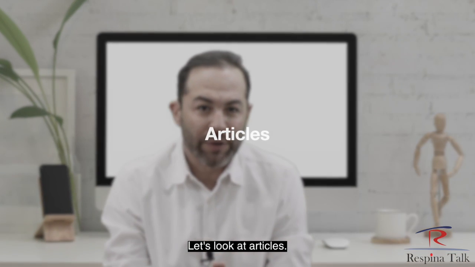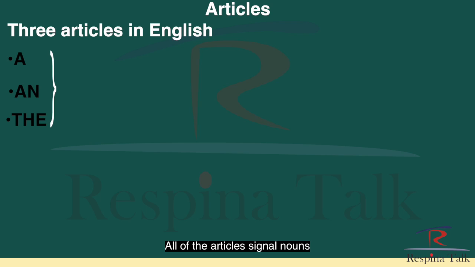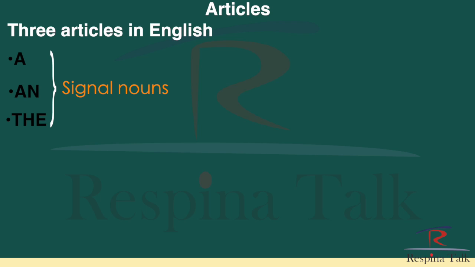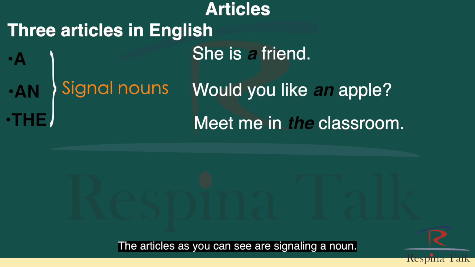Now let's look at articles. There are 3 articles in English: a, an, the. Now, all of these articles signal nouns. Look at these examples. She is a friend. Would you like an apple? Meet me in the classroom. The articles, as you can see, are signaling a noun.